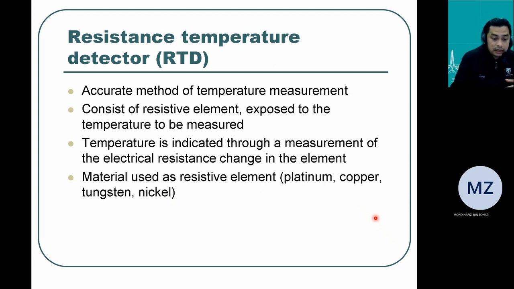The RTD has the benefit of very accurate temperature measurement. Of course, a resistor also has its own accuracy, but we cannot simply say whether it is accurate or not. We need to look at the specification. If the spec sheet shows low accuracy, we can say it is low. If it shows very high accuracy, we can say it is high. It depends on the spec sheet of the sensor. For this one, we need to look at the mechanism, how resistance can be used as a temperature sensor or measurement.